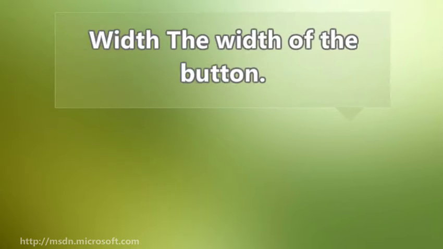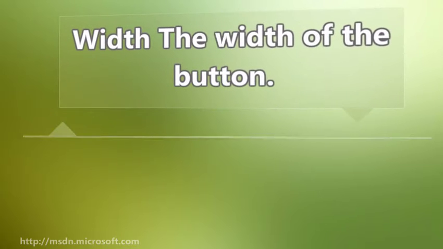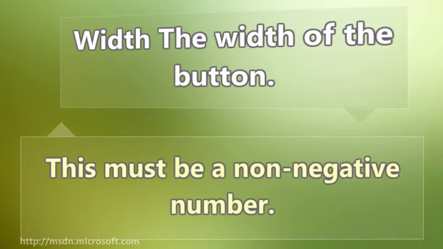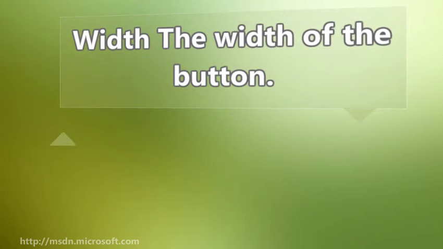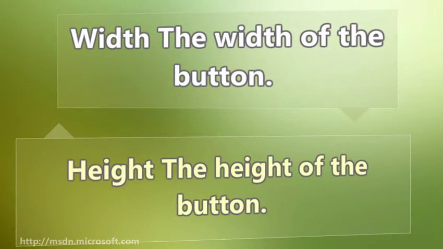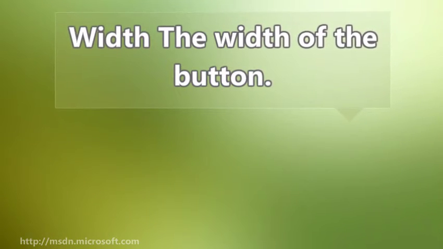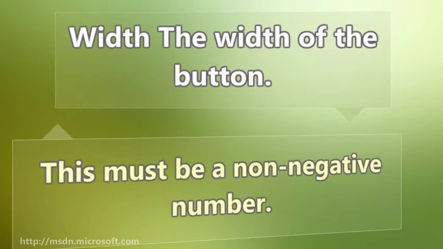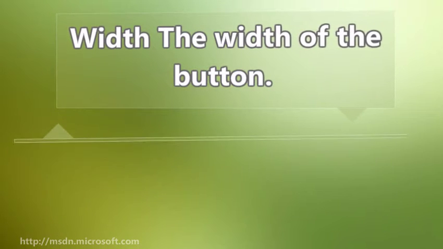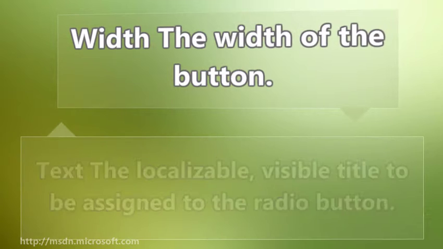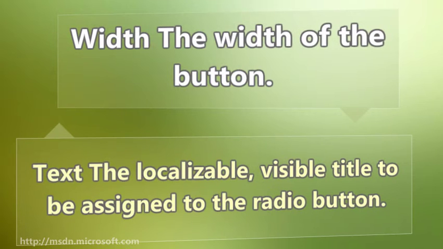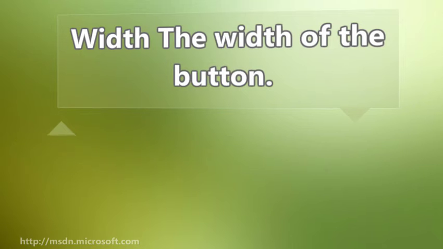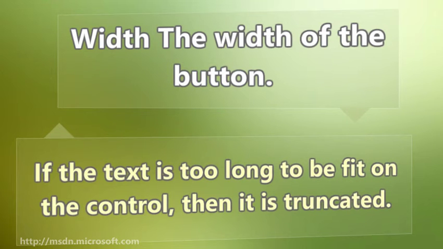Width: the width of the button. This must be a non-negative number. Height: the height of the button. This must be a non-negative number. Text: the localizable, visible title to be assigned to the radio button. If the text is too long to fit on the control, then it is truncated.